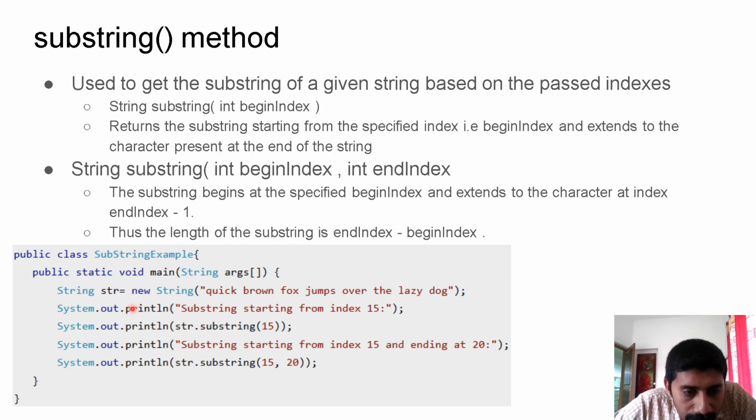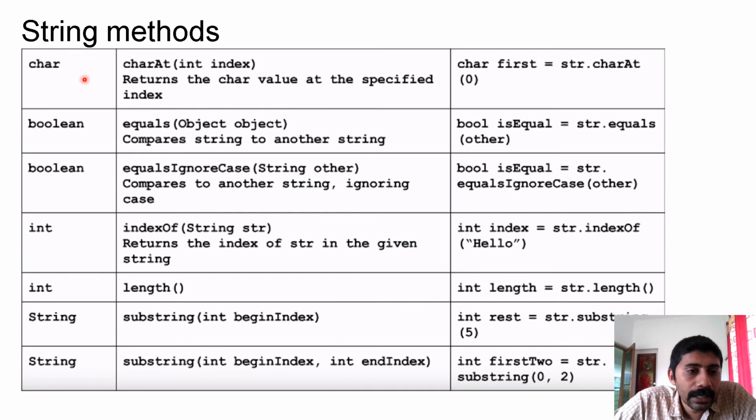Let us see the example. Here str, a new string, okay, see, I am printing the substring starting at index 15, str dot substring index. So it will print the values from the 15th position onwards. These are the important string methods: charAt, equals, indexOf, equalsIgnoreCase, length, substring. Okay, so you have to be familiar with all these string methods because whenever you do programming, you have to use these methods very frequently.